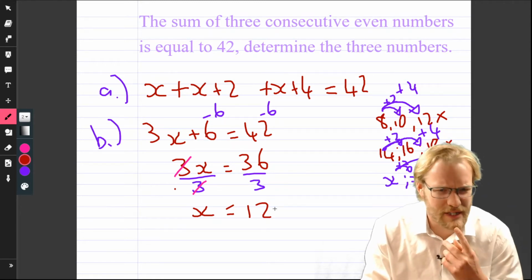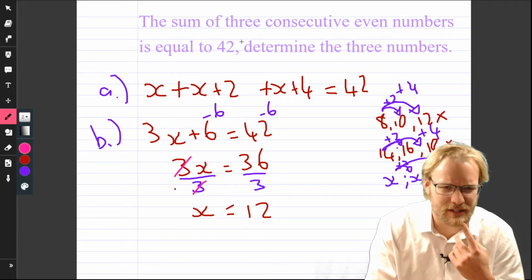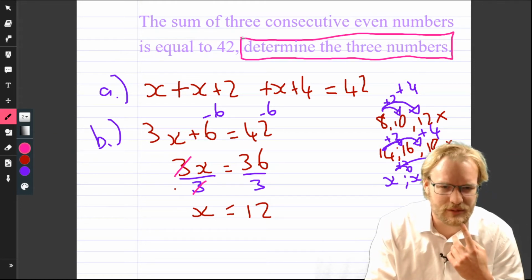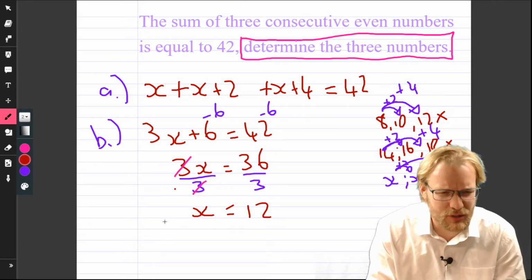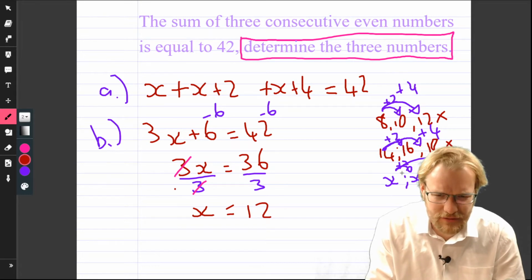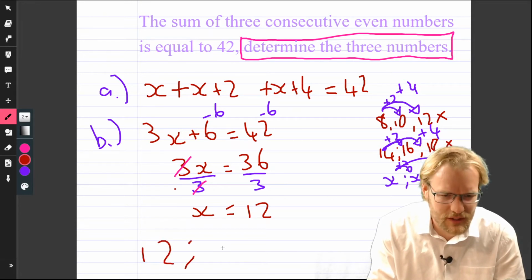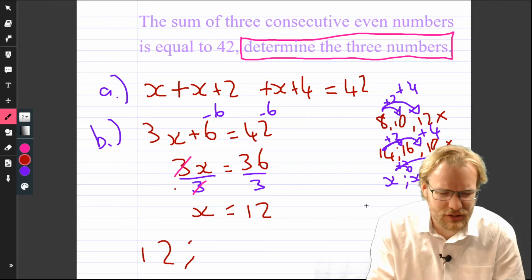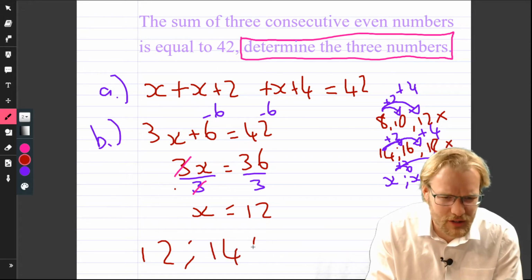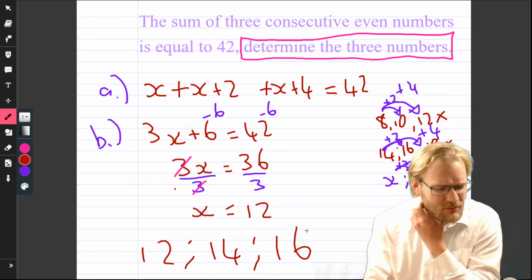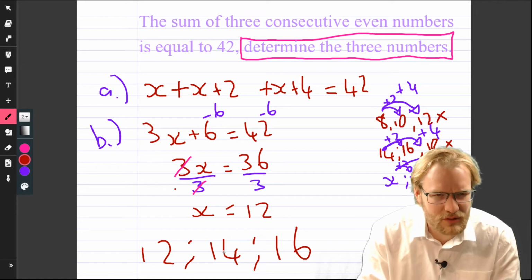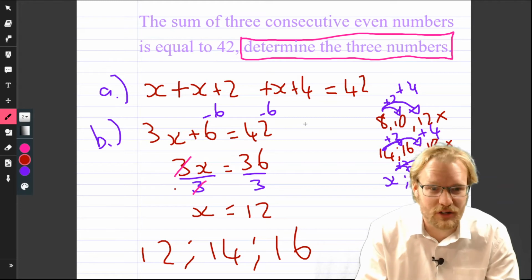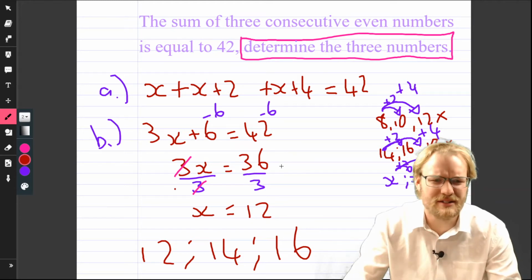And we're not done yet though, because what did the question ask? It said determine the 3 numbers. So our final bit is just to say, okay, what were those 3 numbers? X was our first number. So the 3 numbers are 12. The next number was x plus 2, or the next even number. We can interpret and go 12, 14, 16. Probably worthwhile just saying, does this make sense? 12 plus 14, 26, 26 plus 16, 42. Yes, so it works and answers our question. Okay, so there's how we might set that up.